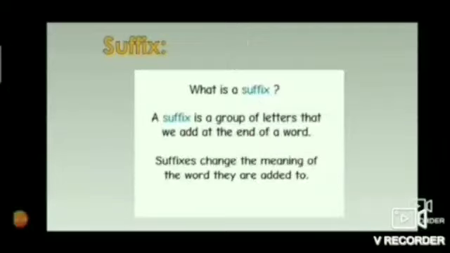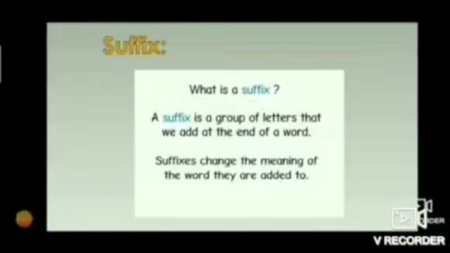Next we have suffix. What is a suffix? A suffix is a group of letters that we add at the end of a word. Suffixes change the meaning of the word they are added to. Same as a prefix. Prefix we are adding at the starting of the word, but suffix we are adding at the end of a word. Okay? Let's see.